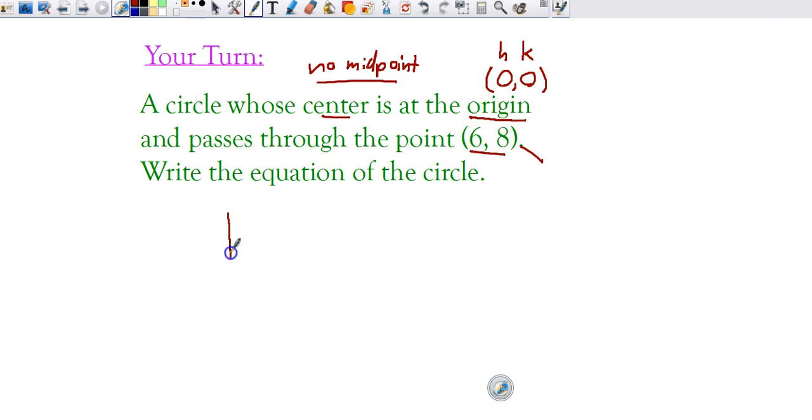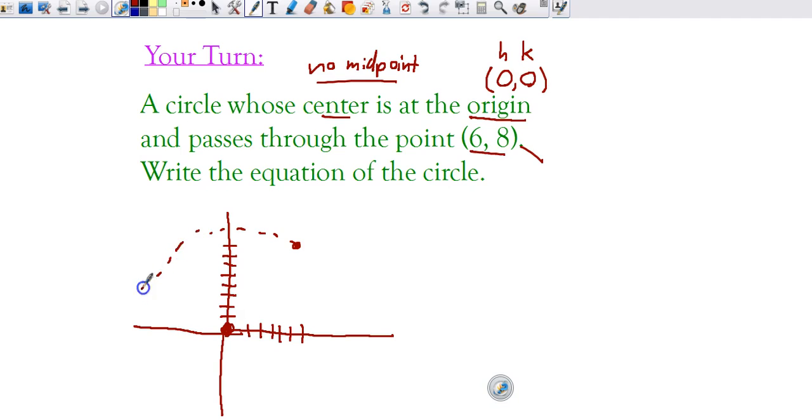Think about it like this. The center of your circle is right here. It goes through the point 6, 8. But it's going to go around. See, I don't know what the radius is. But it's going to go around that center. And I don't care about this point. I just need to know, what is that distance? What is that radius? So the only thing I really need to do is use the distance formula.